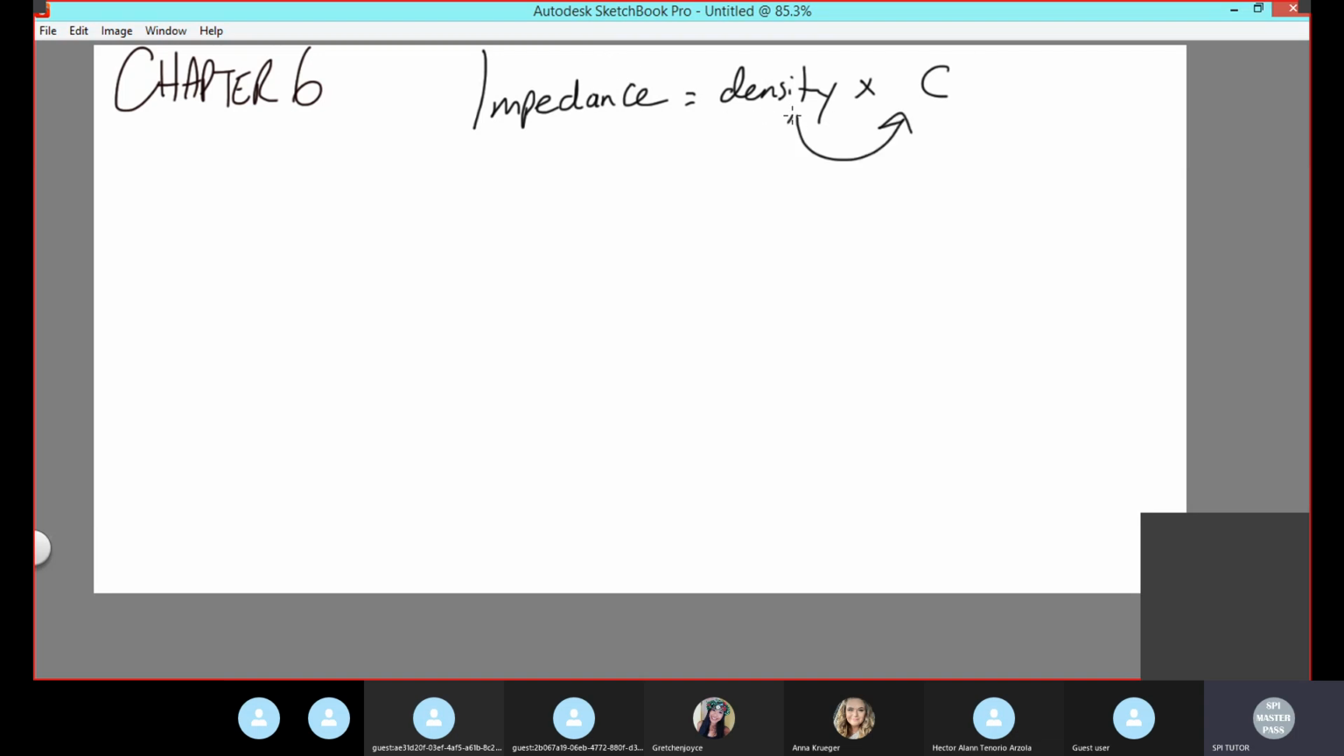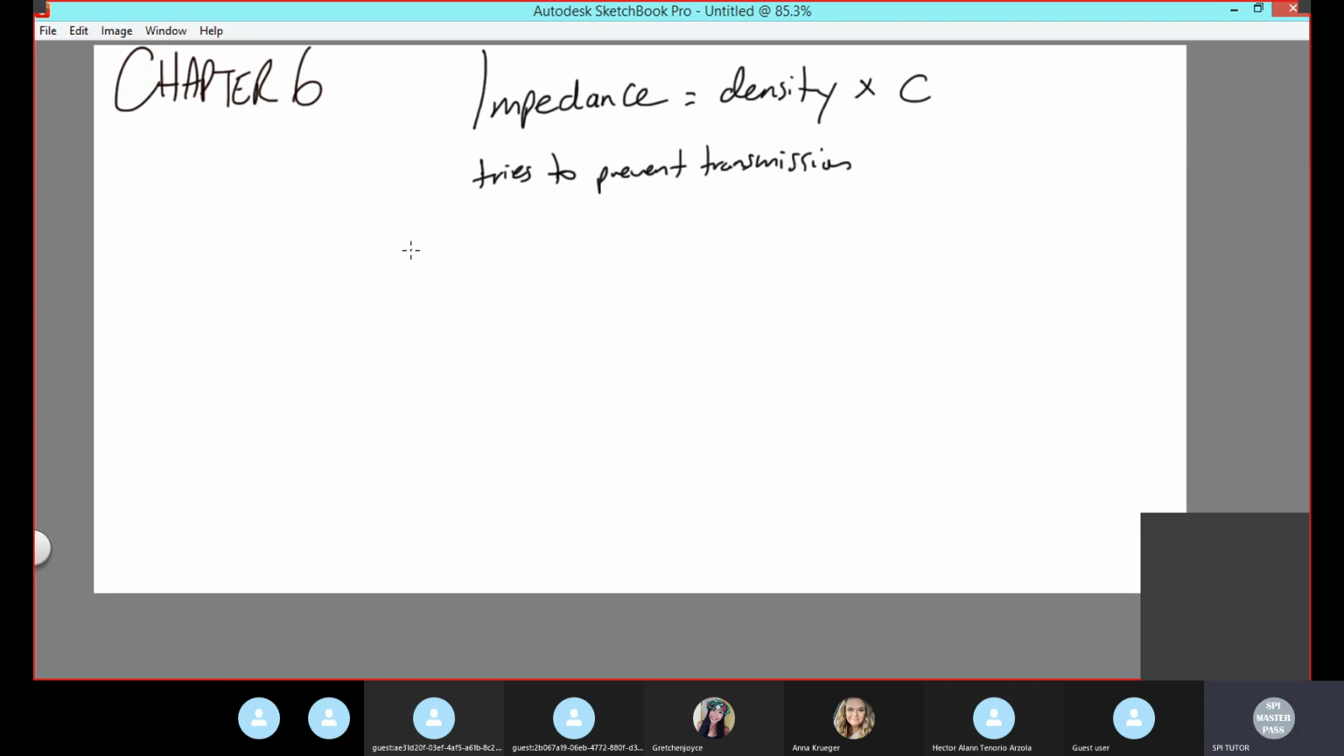And these two do not affect each other. If my propagation speed goes up, density does whatever the heck density wants to do. It is not affected by propagation speed. So just always remember that. So what is impedance? Like, what is the concept of impedance? Impedance tries to prevent transmission. Okay, so that's the simple definition. It tries to prevent transmission.